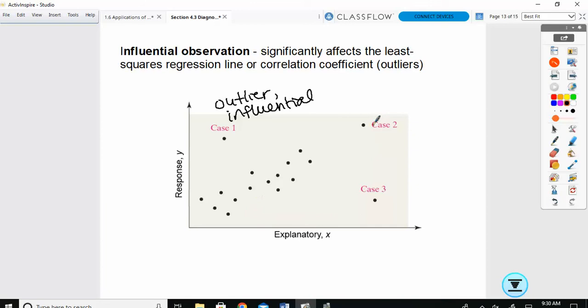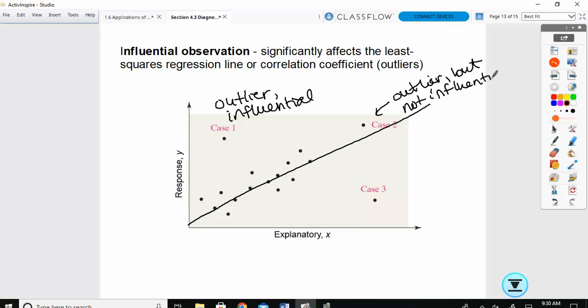What about this one? No, if you did your line of best fit, it's probably going to go right through the middle here. Is that point really that far away from the line? No. So this one's an outlier, but it's not going to be influential because it follows the pattern.